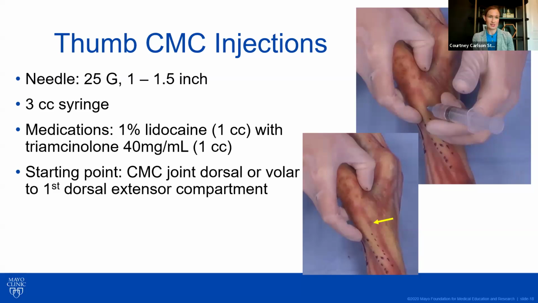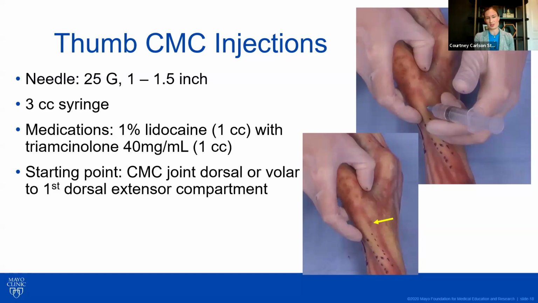Again, I'll use a similar size needle, and I will use a 3 cc syringe for this one, because getting more than 2 cc's of any steroid and lidocaine combination within this joint, I often find is very difficult. And I warn patients that this injection, while it does provide good pain relief, can be uncomfortable because even putting 2 cc's into a small joint space such as this can be uncomfortable for the patient.